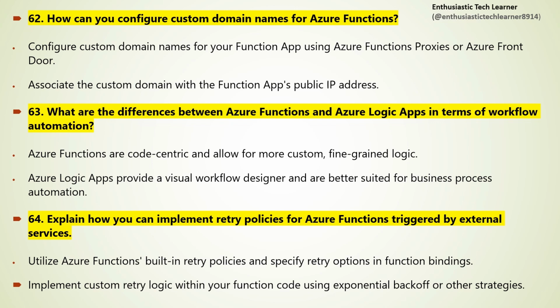How can you configure custom domain names for Azure Functions? Configure custom domain names for your function app using Azure Functions proxies or Azure Front Door. Associate the custom domain with the function app's public IP address.